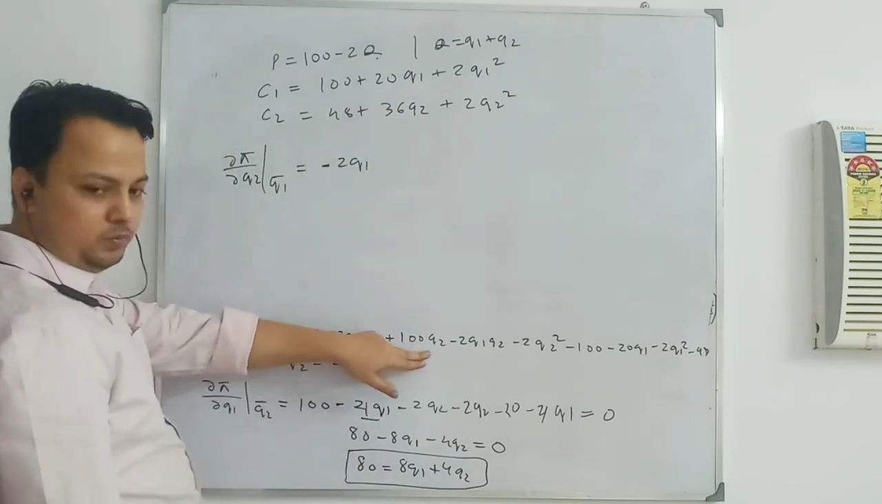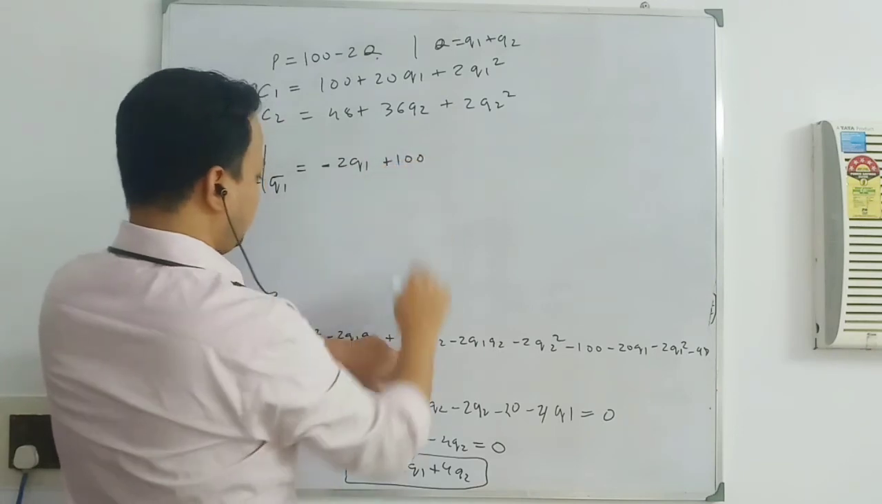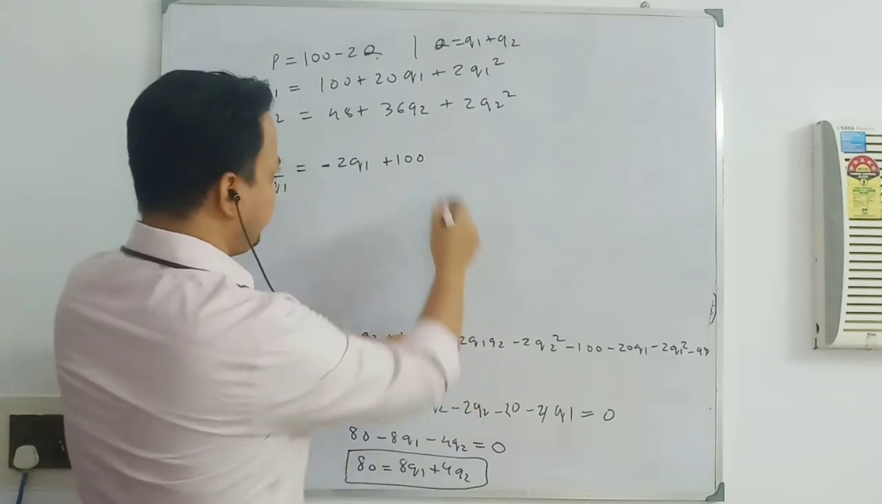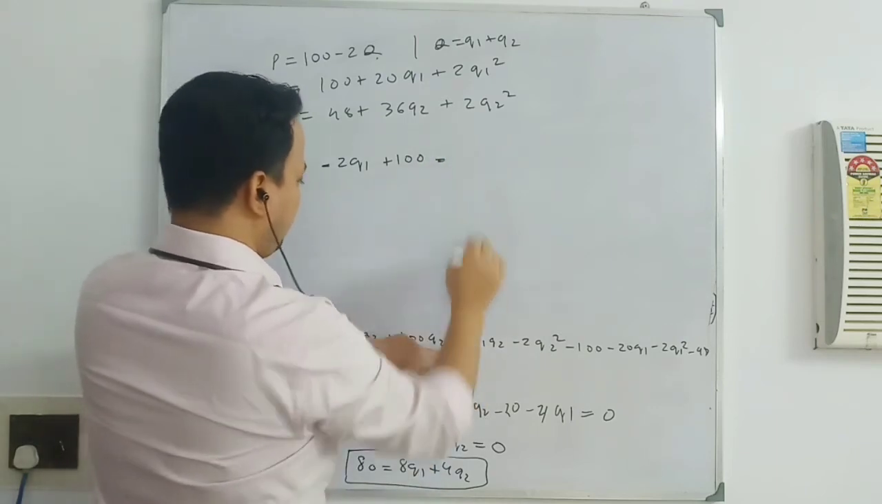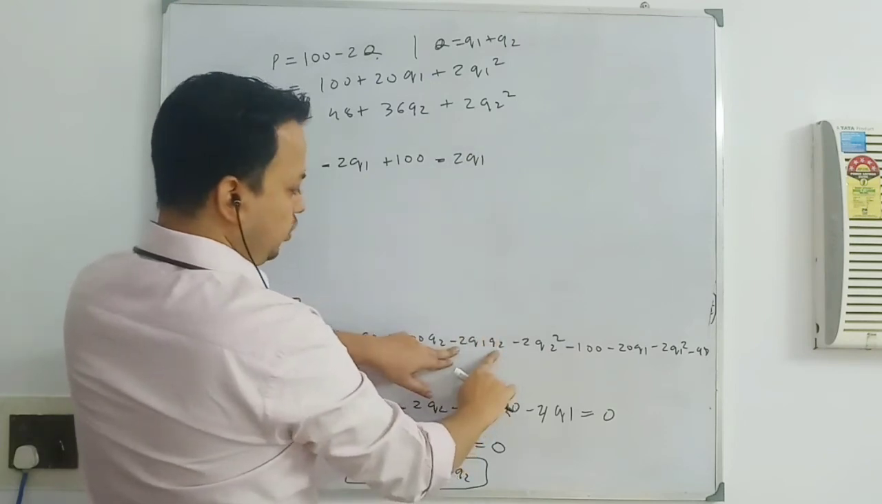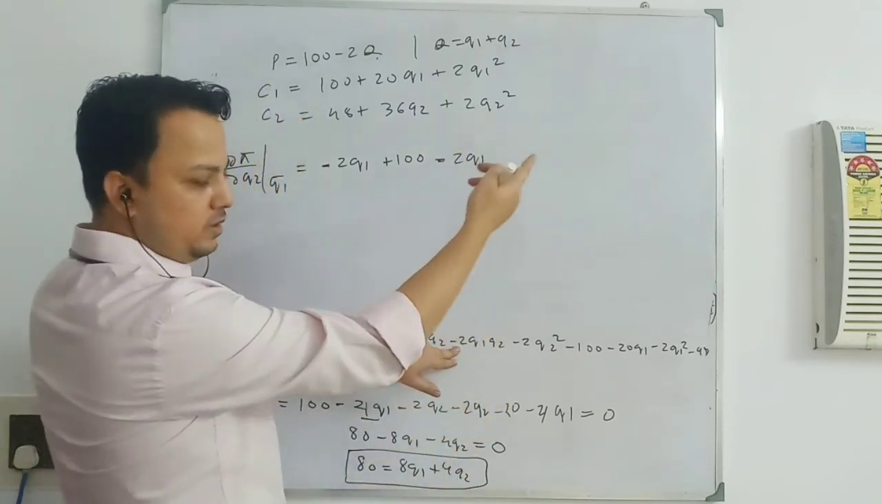This is 100q2. Okay. 100 is constant, just write it as it is. Then ∂q2/∂q2 is 1, so no need to write that one. Minus sign here. 2 is constant, q1 is constant, just write it. Then ∂q2/∂q2 is 1, no need to write it, because 2q1 into 1 is 2q1.